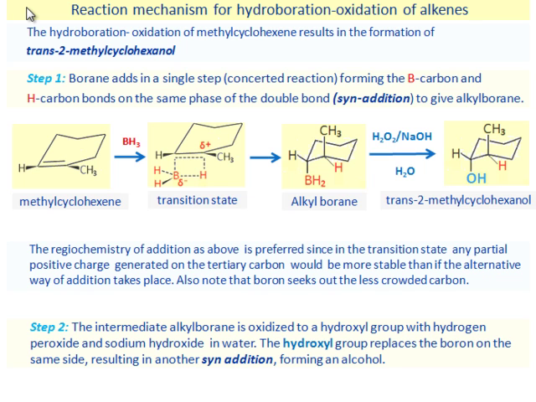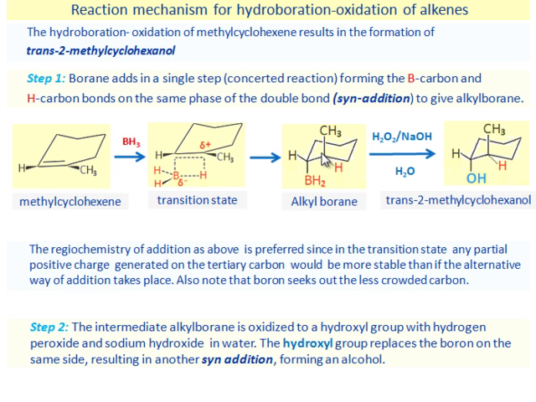Reaction mechanism for hydroboration-oxidation of alkenes. The hydroboration-oxidation of methylcyclohexene results in the formation of trans-2-methylcyclohexanol.